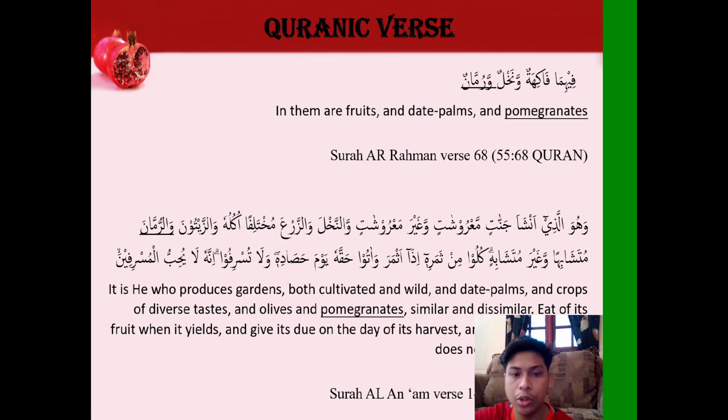It is He who produced gardens, both cultivated and wild, and palms and crops of diverse species, and olive and pomegranates, similar and dissimilar. Eat of its fruit when it yields, and give its due on the day of its harvest. And do not waste, because surely He does not like the wasteful.